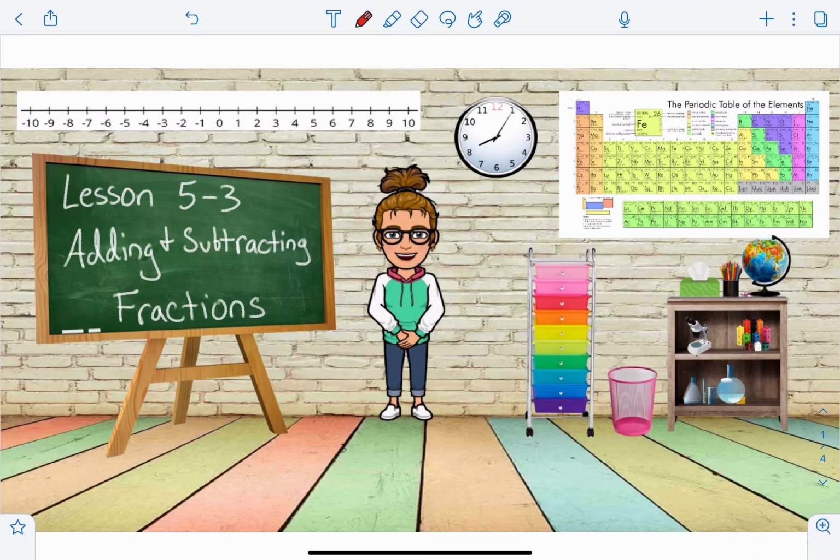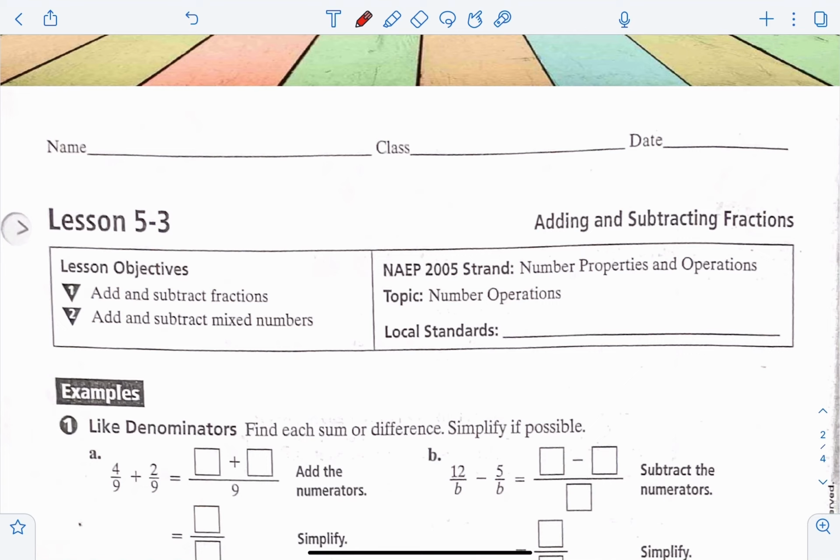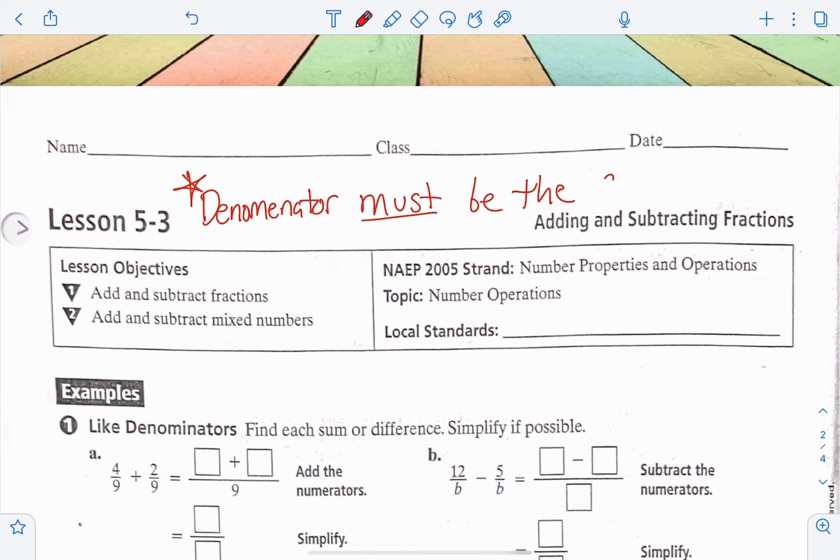For this video, we'll be doing lesson 5-3, where we're adding and subtracting fractions. The first thing to remember, so we're going to write this at the top of the page, is that when you're adding and subtracting fractions, the denominator must be the same. Okay, so put that at the top of the page because you have to remember that. When you're adding and subtracting fractions, the denominator of both fractions has to be the same in order for you to combine them.